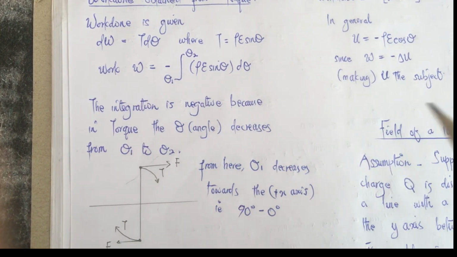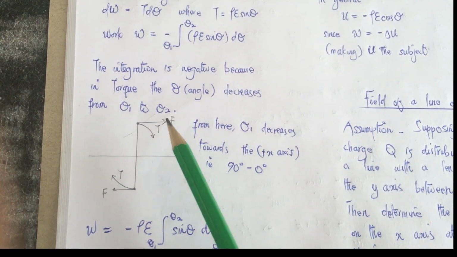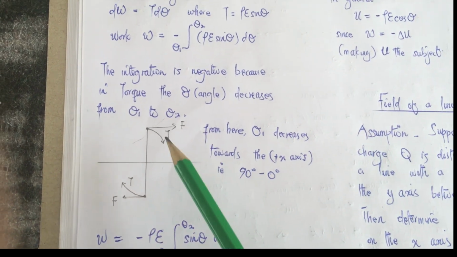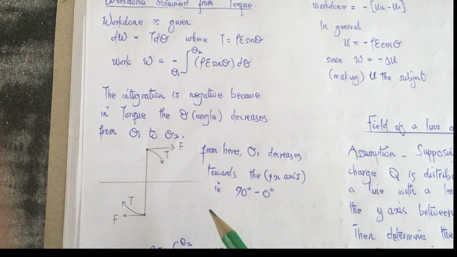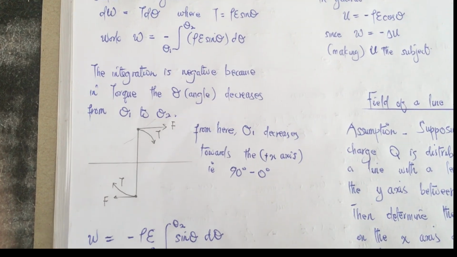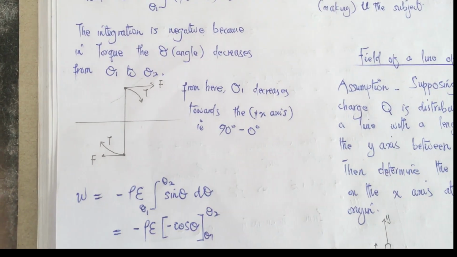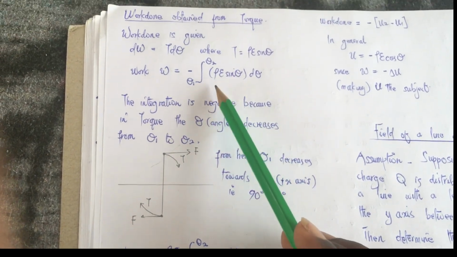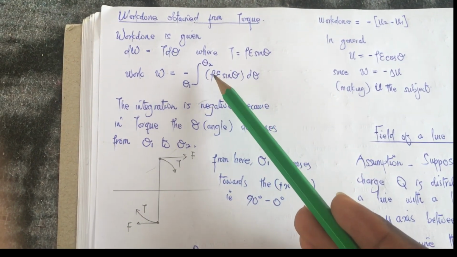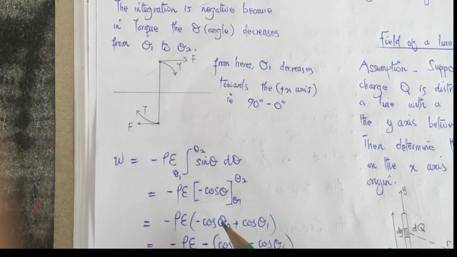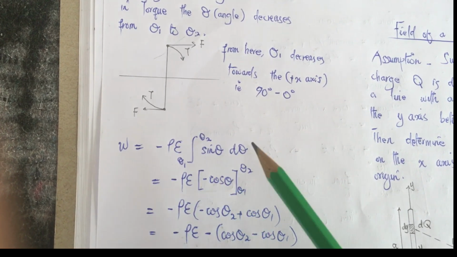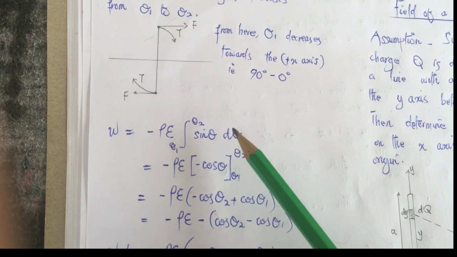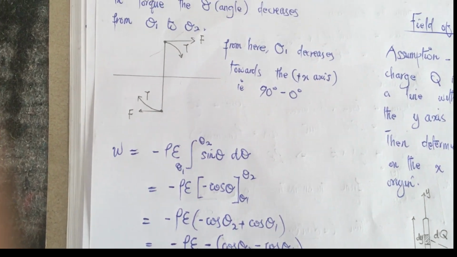So the integration is negative because in torque the angle theta decreases from theta 1 to theta 2. When we have anything that is decreasing, we get a negative. Okay, so from here our work done is equal to PE. We are going to take this one out of the integral because it's a constant. So negative PE, integral from theta 1 to theta 2 of sine theta d theta.